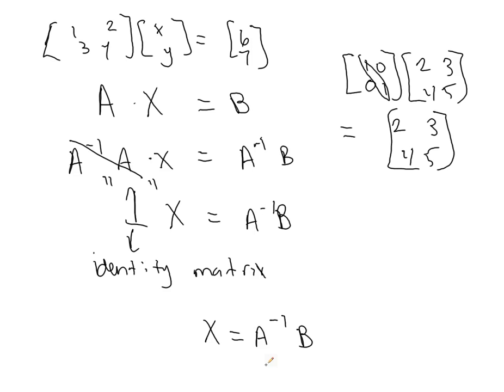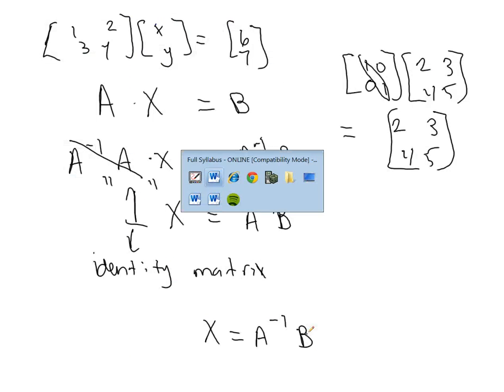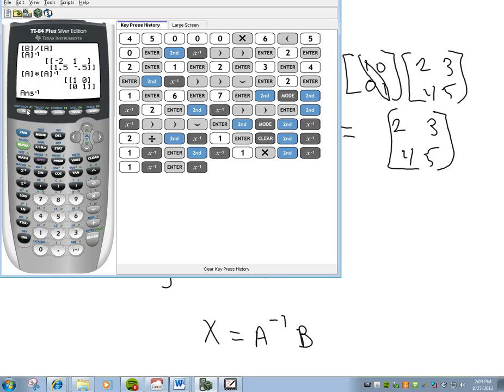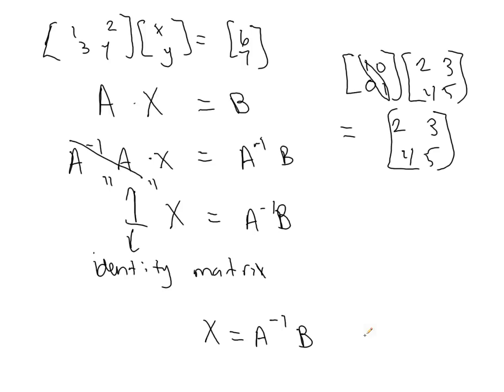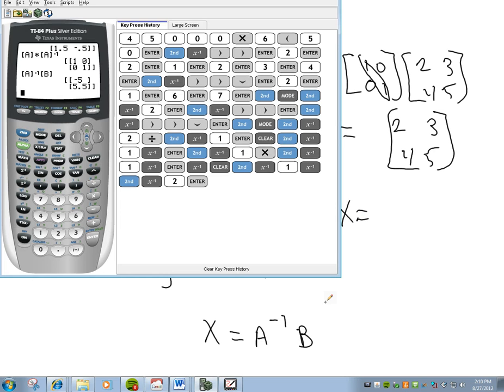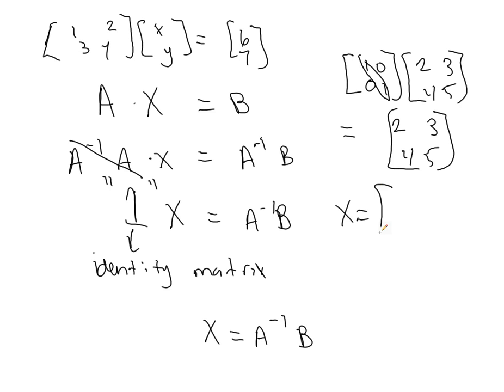Without going into much detail as to how we find A inverse, we'll allow our calculator to do that for us. So what we're going to do is enter the matrix A, take it to the inverse, and multiply that result by B. We're just going to do it all at once, so that we get our answer, which is capital X equals -5, 5.5. Well, what does that mean?